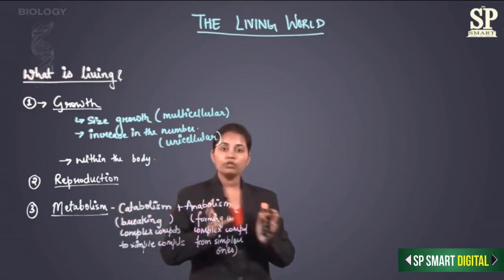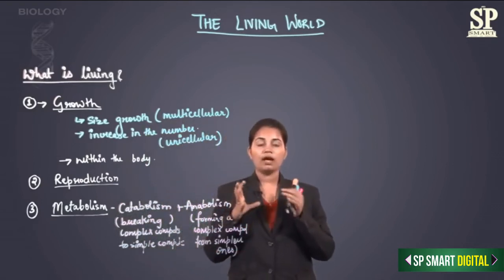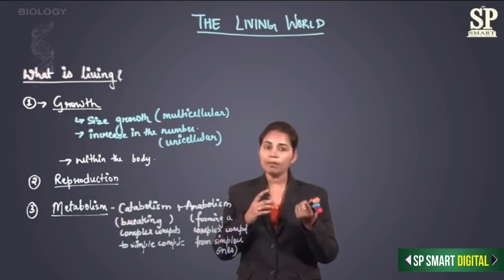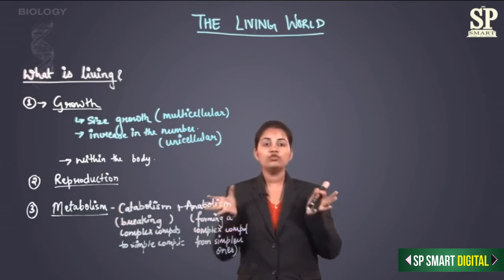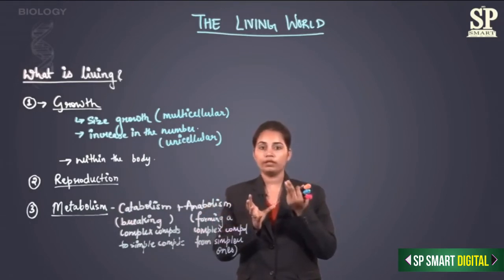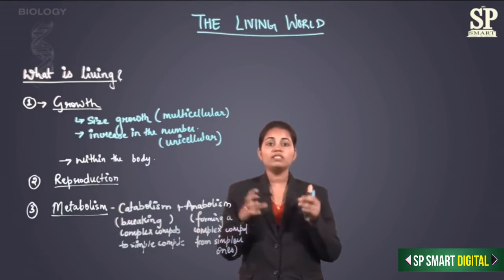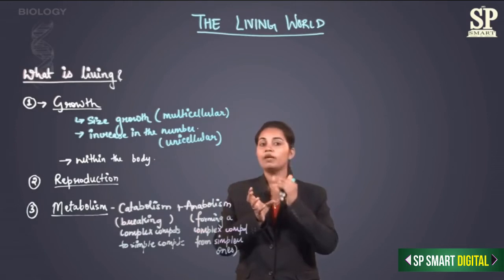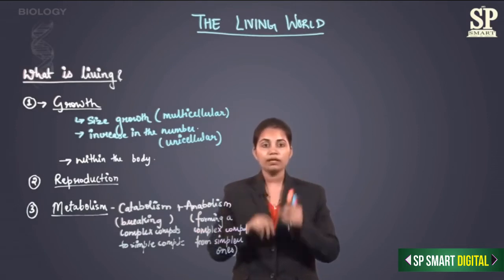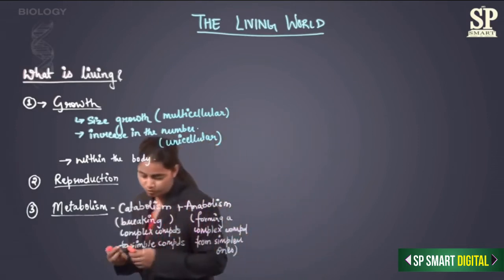Anabolism is where I join simpler compounds to form one complex compound. For example, I'm going to join amino acids to form a protein. These amino acids are my simpler compounds. On joining them, what I get is a complex compound, which is my protein, right? So I'll write an example also here.